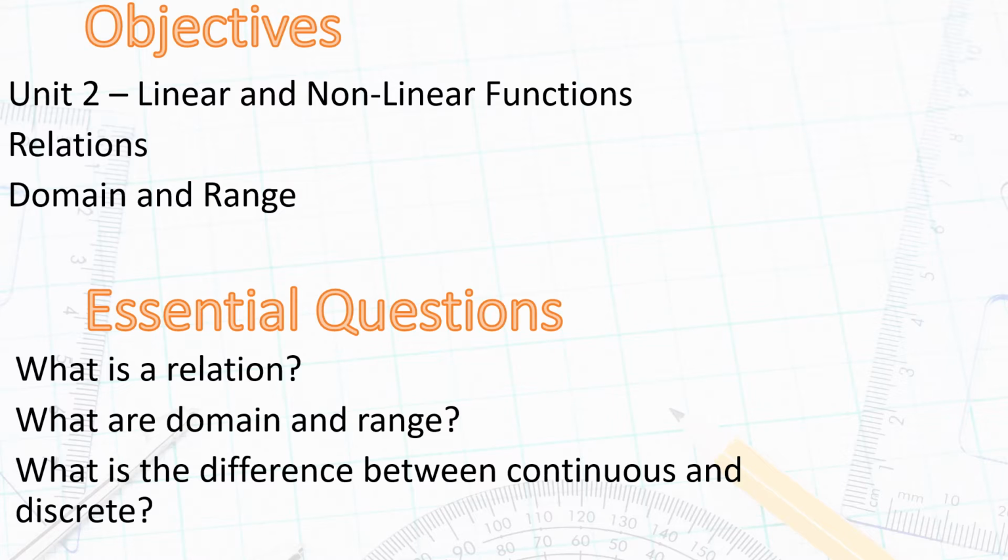Our essential questions for today: what is a relation? What are domain and range? And then what's the difference between continuous and discrete? So if I throw out those words like this is a continuous graph or this is a discrete graph, what does that mean?